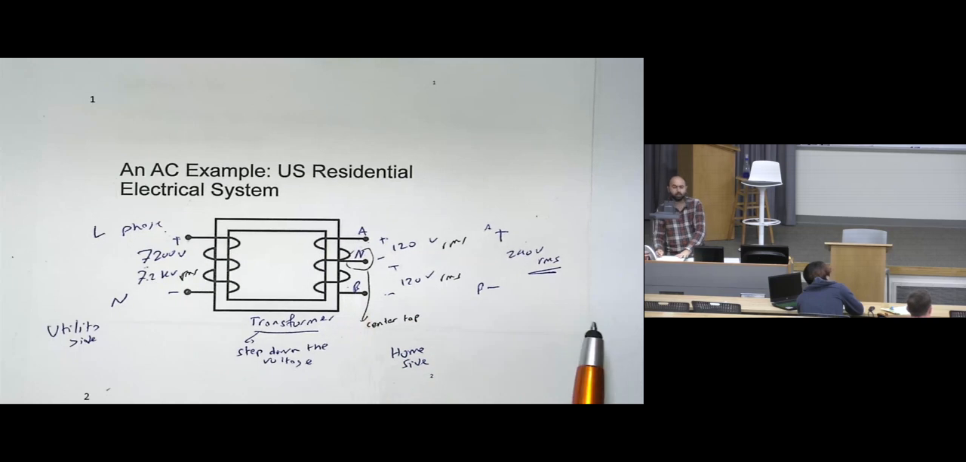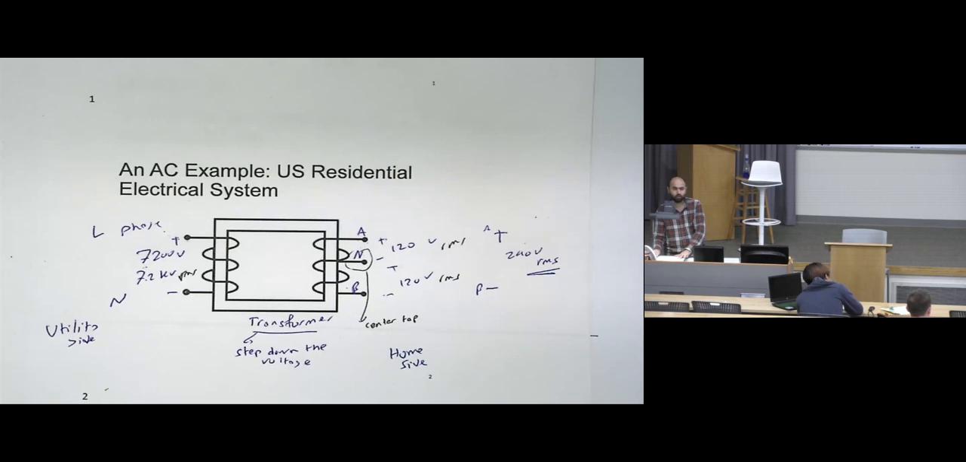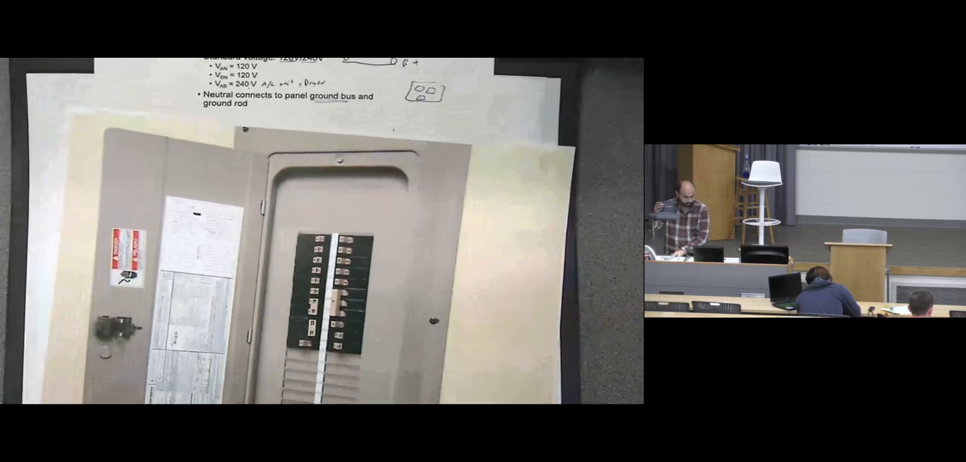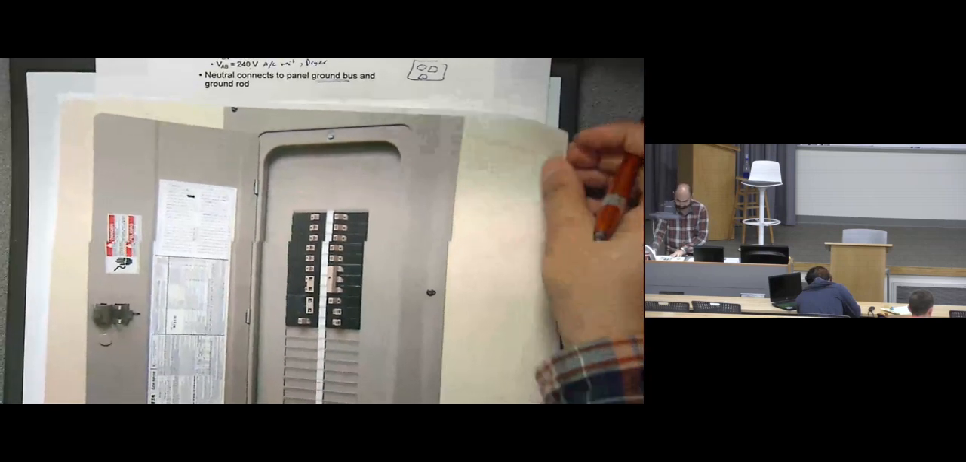So the first point, when these three conductors reach your home, what's the first point they'll reach? The meter. After the meter, what do you think? Circuit breakers. Circuit breakers, right. So it will reach a circuit breaker panel. And the circuit breaker, you might be familiar with this, which is similar to this picture.